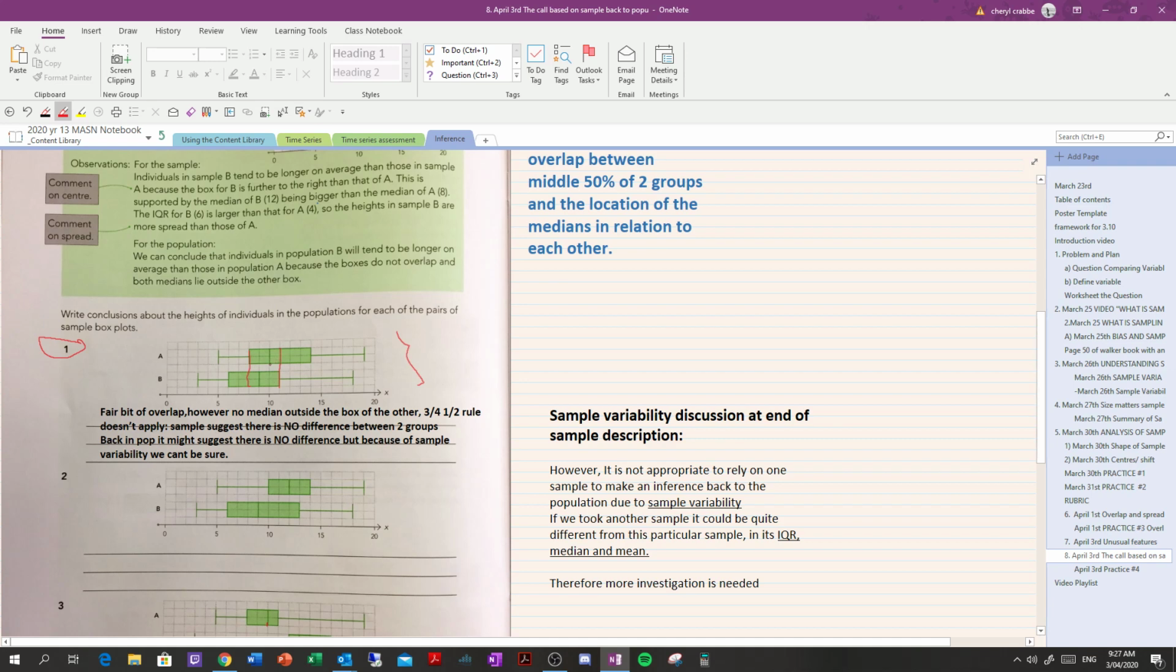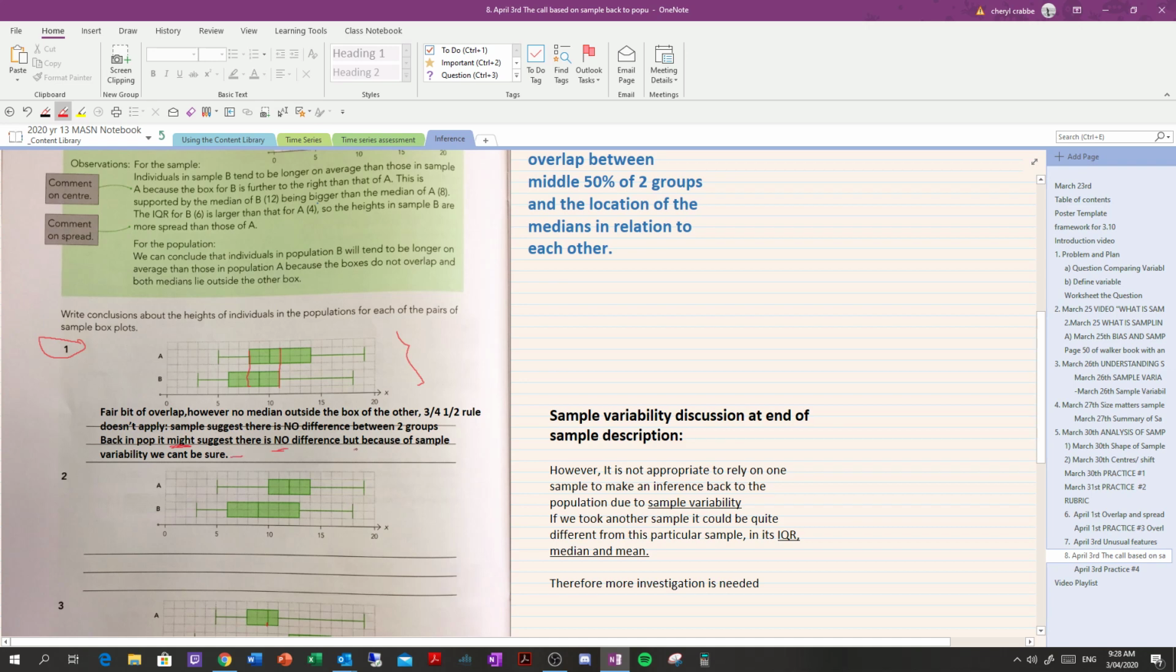However, no median is outside the box of the other. So the medians are all inside the boxes. It doesn't support the 3/4 half rule here, right? We don't have that happening. So basically the sample suggests that there is no difference between these two groups, that there's too much overlap, too much similarity between them. So back in the population, that might suggest, and again, these are very important words that you use, might suggest there's no difference. But because of the sample variability, we can't be sure.